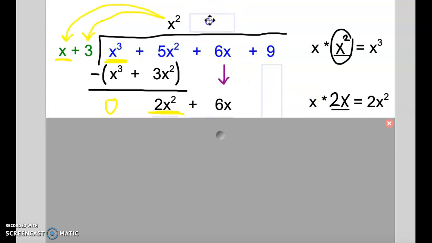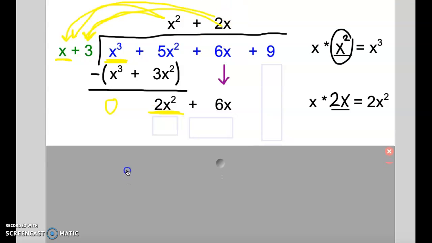Then we start over. We put that up here, right? 2x. Anytime I have a number over here, it goes in my quotient. Then we start our multiplication. 2x to the x, and the 2x to the 3, okay? 2x times x gives me 2x squared. 2x times 3 gives me 6x. After we multiply, we subtract. So I need to have my parentheses and subtraction sign.